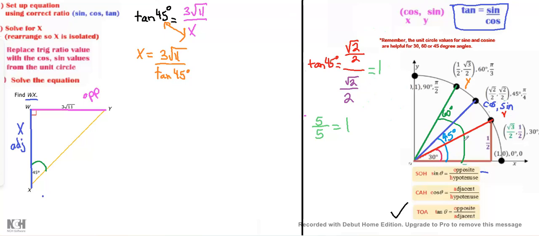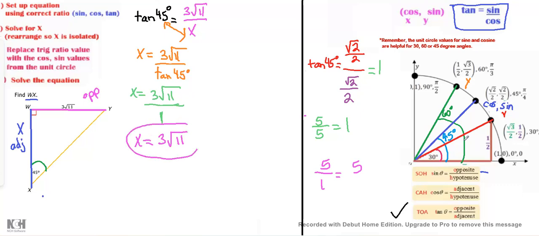So the tangent of a 45-degree angle is always going to simplify down to 1. Let's just write that over here. X equals, this stays 3 square root 11, and taking out that tangent of a 45-degree angle, it's 1. Now, you know that if you have any number over 1, so again, 5 over 1, it just equals 5. So here, x just equals 3 square root of 11. That's our answer.